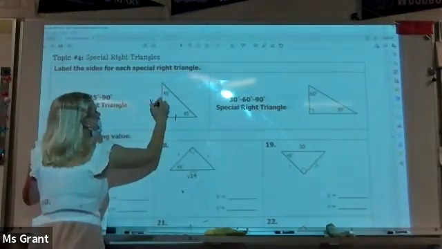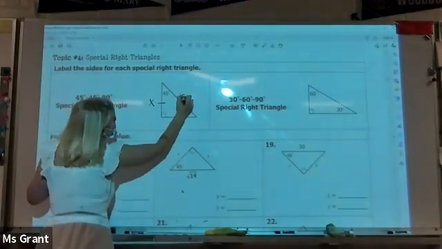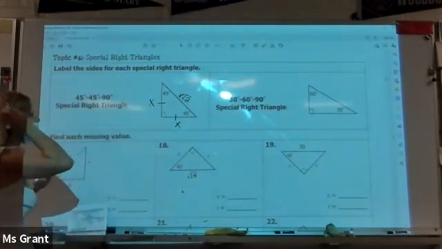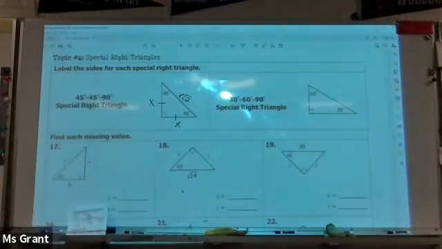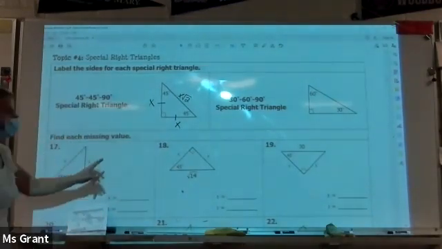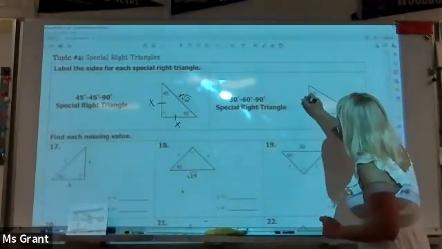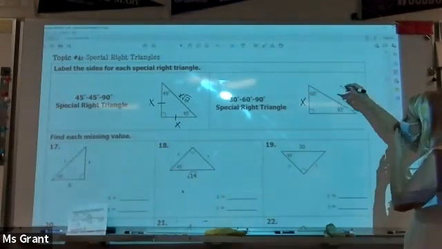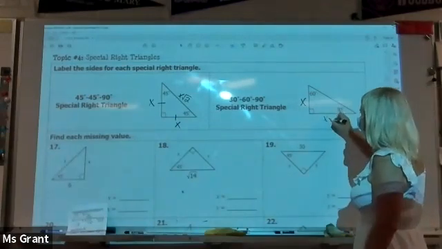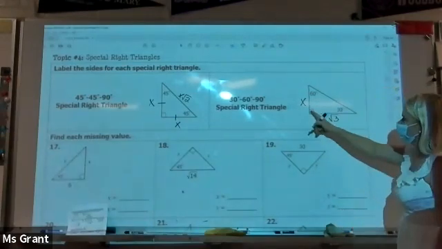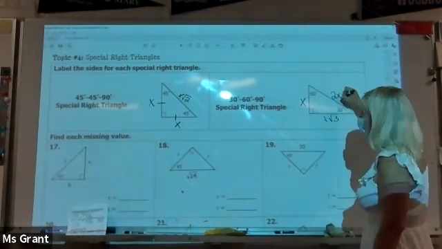So the sides are the same, and this is x rad 2. Okay. So 30, 60, 90 triangle. Opposite the 30 is x. Opposite the 60 is x rad 3. Opposite the 90 is 2x.